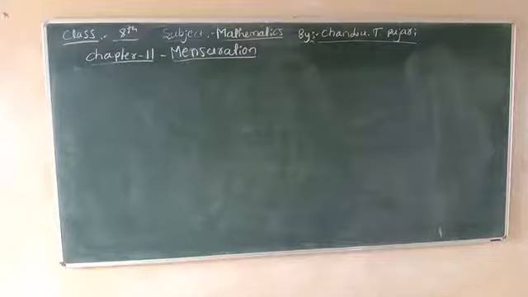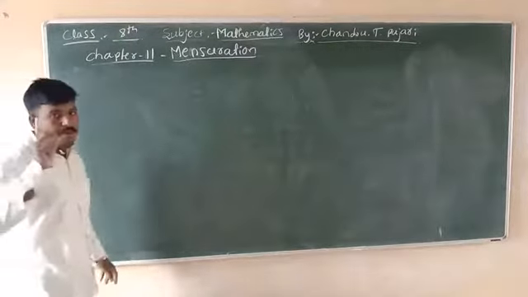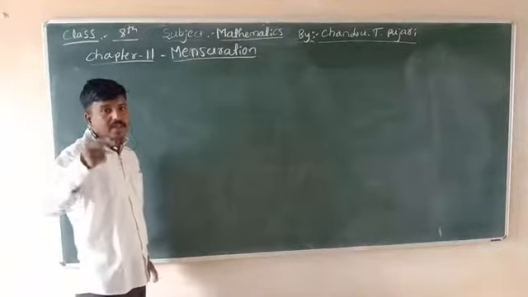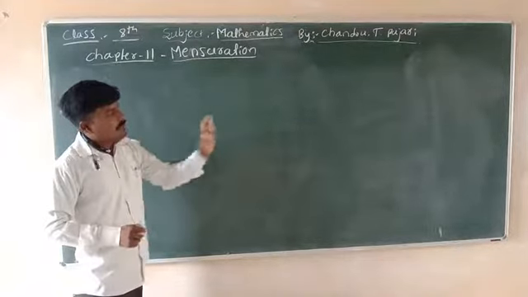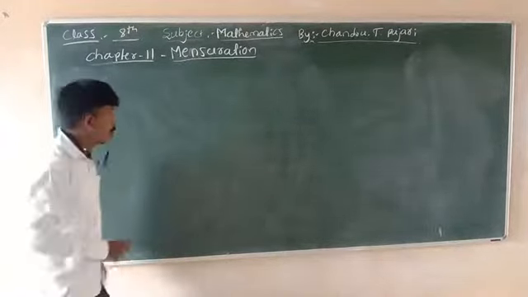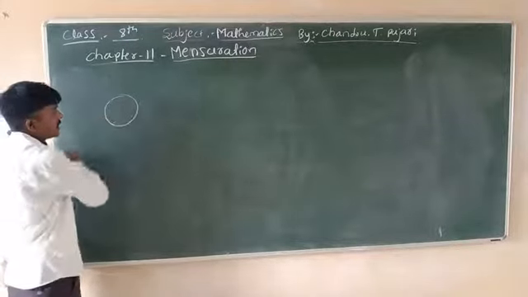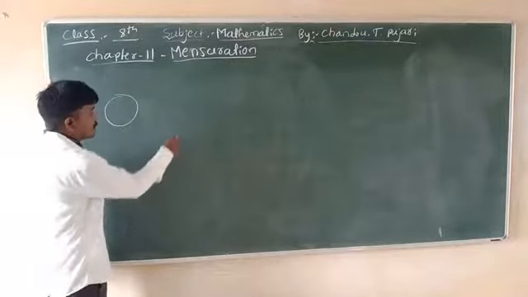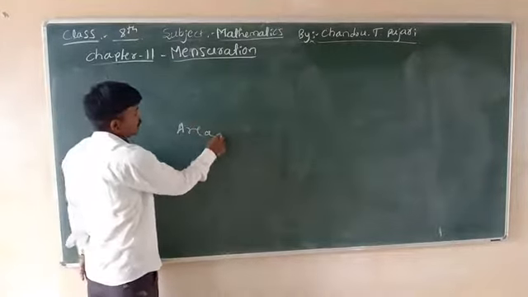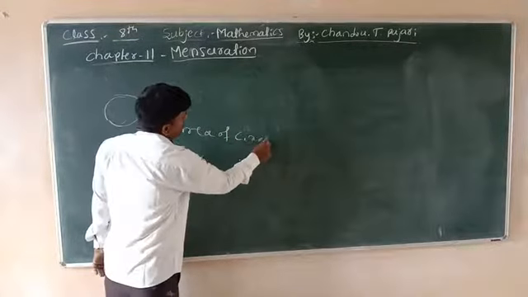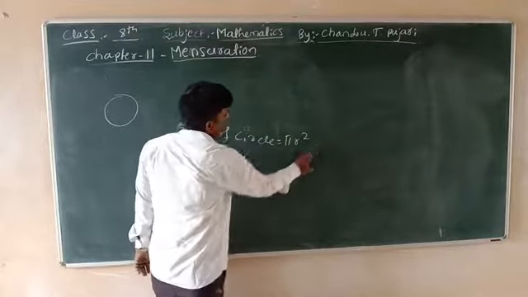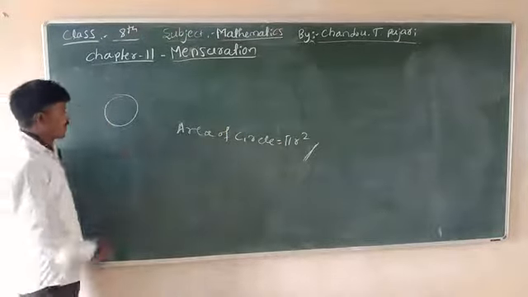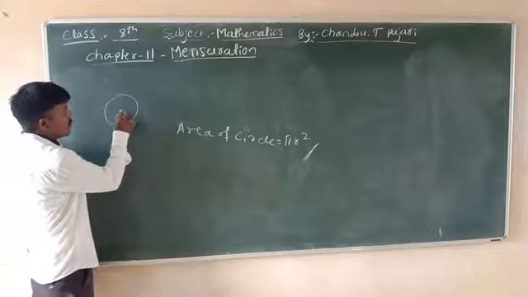Okay, area of triangle, rectangle, square, parallelogram, rhombus, and trapezium are over, and the circle is also here. Area of circle: the formula is only πr². You can take an example.